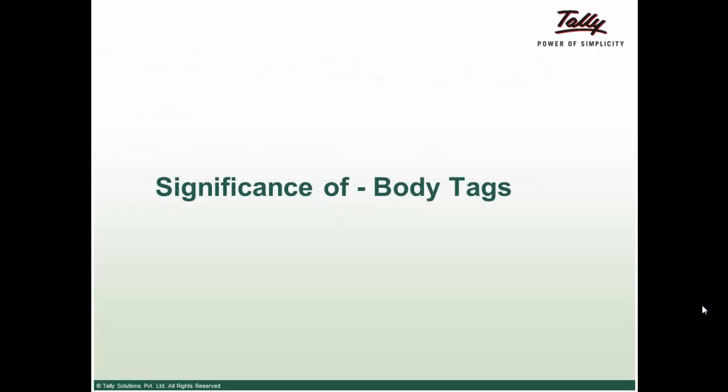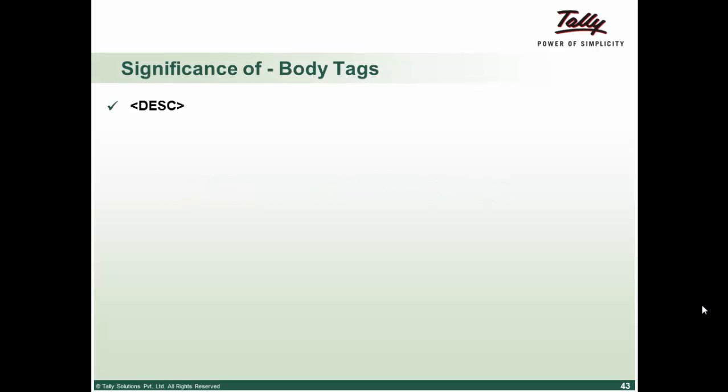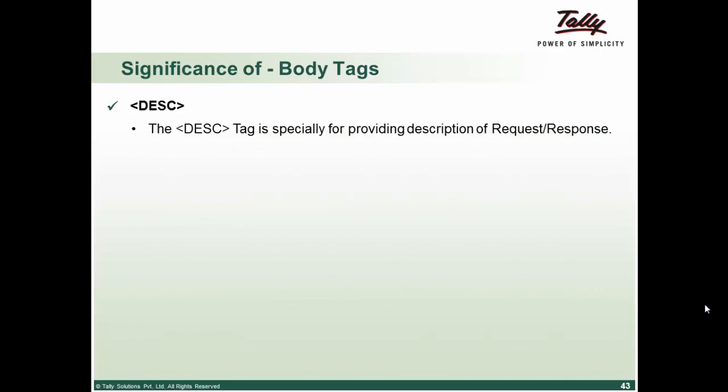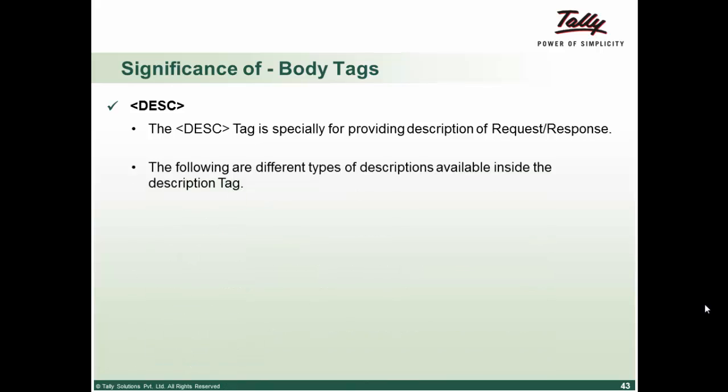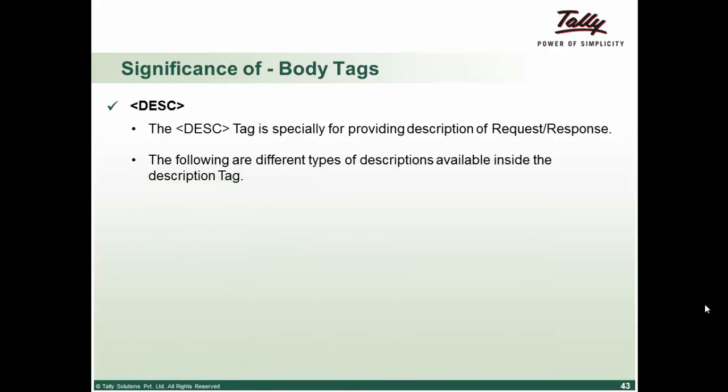And then we now discuss the body tags. We discussed just a few minutes back that the body tag has two sections. One is the description section and the other is the data section. The description tag is specially for providing the description of the request, and the data tag is for the data required for the request.